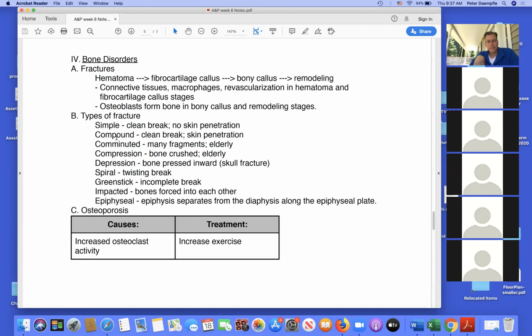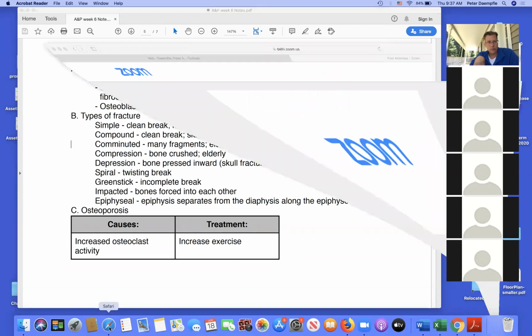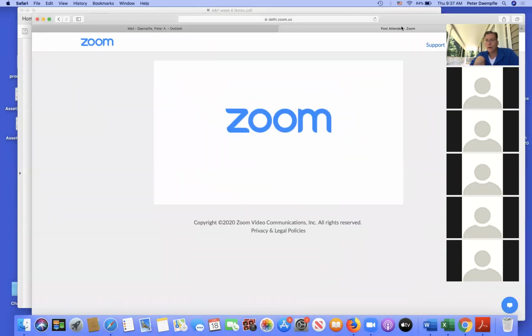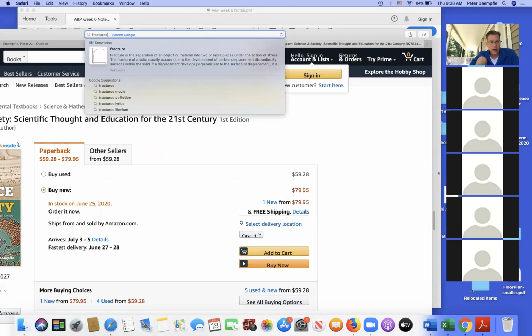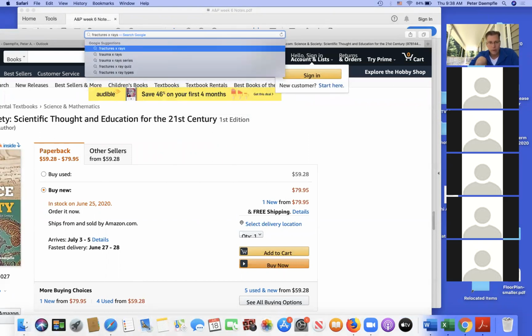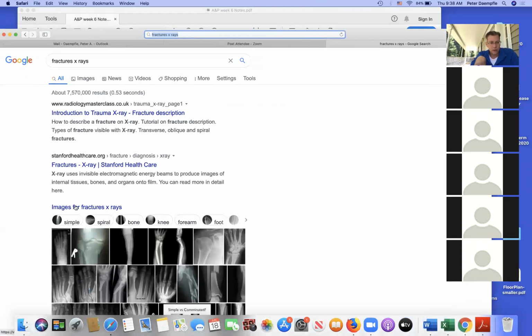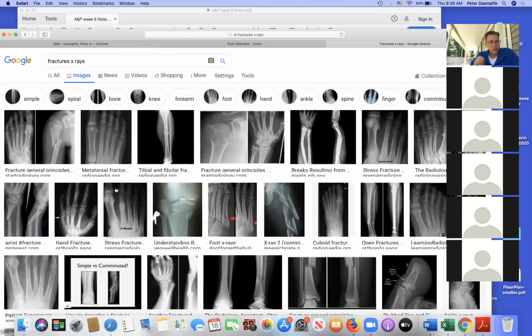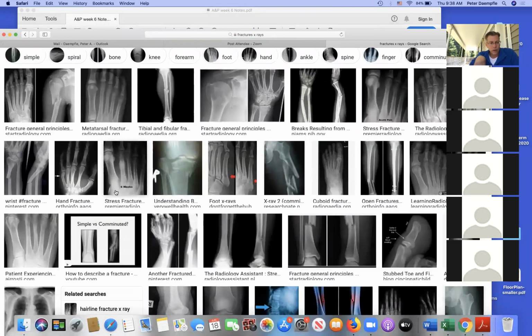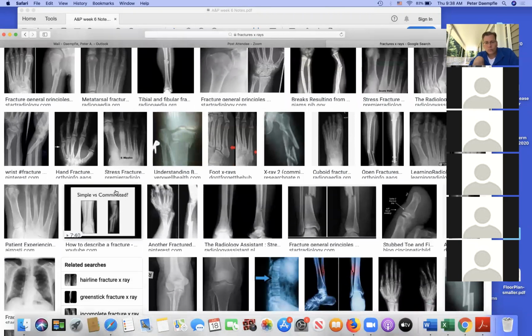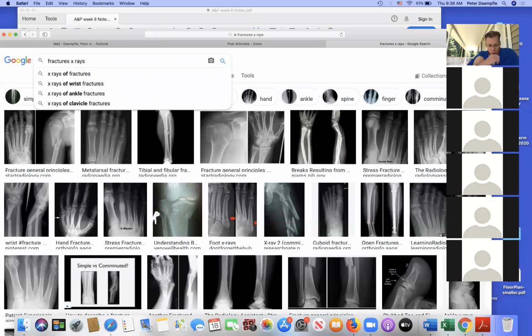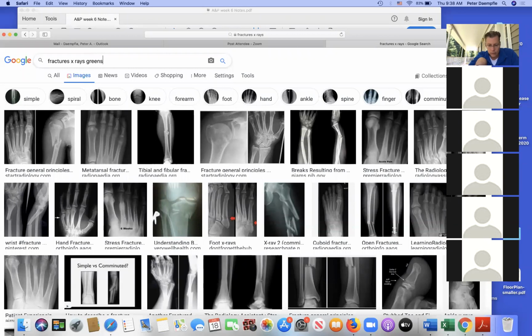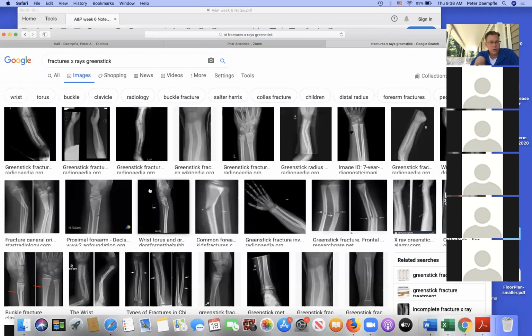In the interest of time, well, maybe I should show you a couple of little imagery from it. Let's do fractures, x-rays. Why don't we go over these a little bit visual? Let's do a little fun. Okay, I'll just go through a little bit. Because a picture's 1,000 words. I don't know. Let's do green stick. We'll go through.